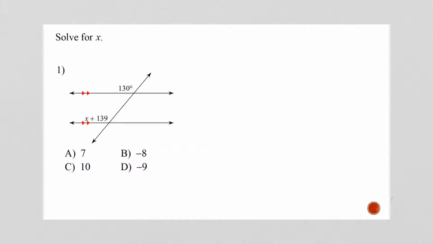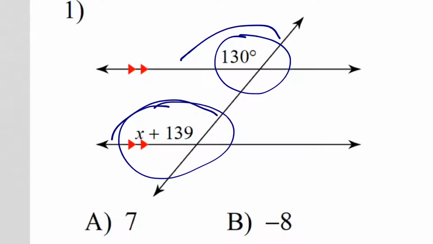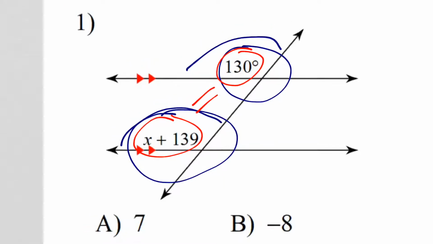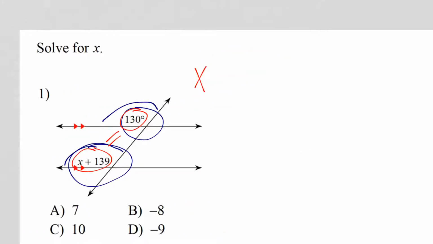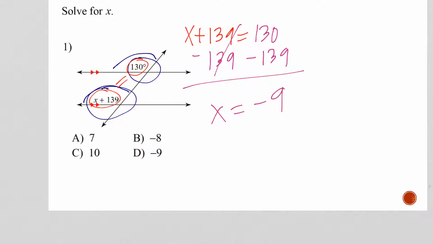So on question 1 on your final, you're going to get angles that are corresponding angles, meaning that they are in the same location. So you have 4 angles in this area. You have 4 angles in this area. Both of these are in the same location. So that means they're congruent. So corresponding angles are congruent. So what you do is you take each angle and you set them equal to one another. And then all you have to do is solve for x. So you can solve for x by subtracting 139 to both sides of the equation. And that's how you get negative 9.